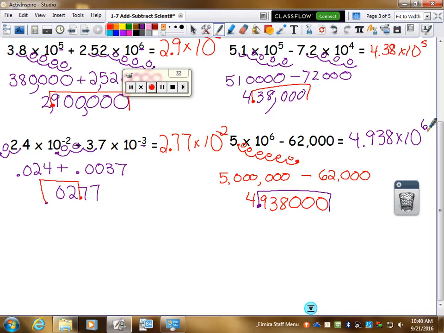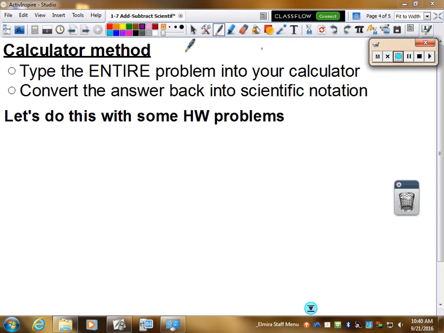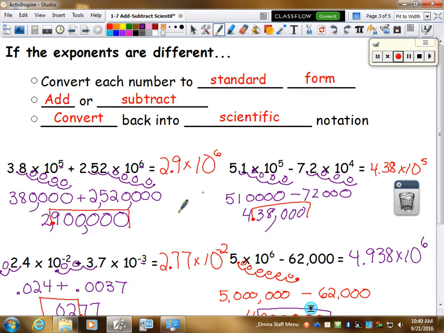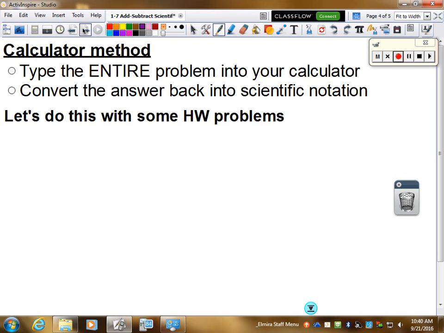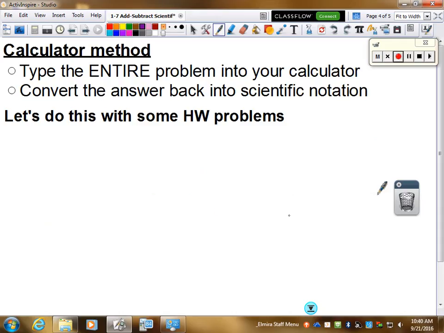Some of you are bound to figure out on your own that, hey, if I type everything into the calculator, I can skip writing out all this work. So if you have a calculator, I show this to you in case you don't have a calculator at home, or your calculator does not do exponents. If you have a simple calculator at home to do the adding and subtracting, that would be fine. But some of you may not have a scientific calculator that does exponents. But if you do, let's look at some homework problems and I'll show you calculator-wise what you can do.